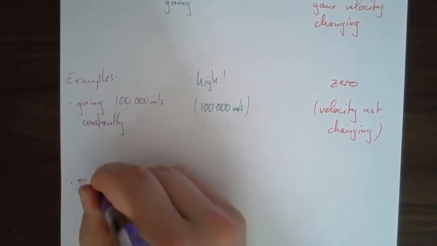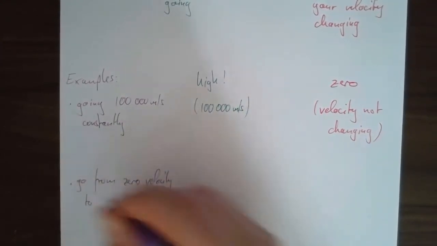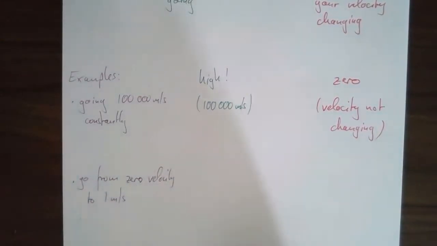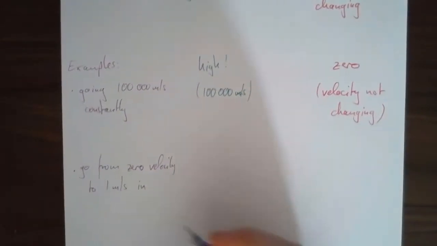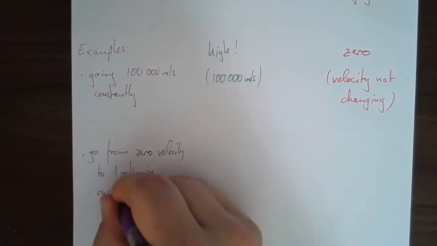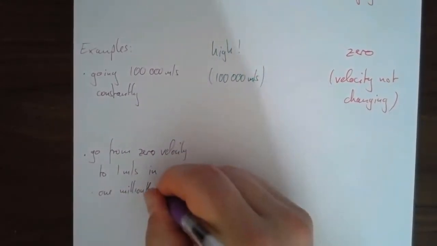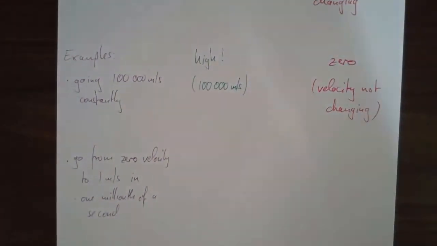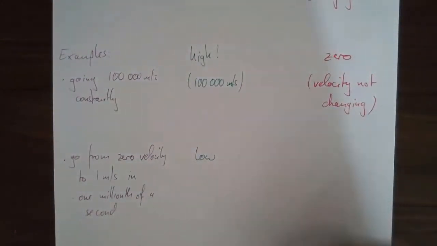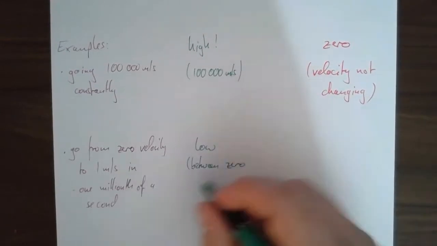Another example. You go from zero velocity to 1 meter per second. So that's, you know, gentle walking speed. But you're doing this in, let's say, 1 millionth of a second. So you go from rest to that really slow, gentle speed in 1 millionth of a second. So what do we have? Our velocity here is going to be fairly low, right? What does low mean? Walking speed. So it starts out at zero and then goes to 1 meter per second.